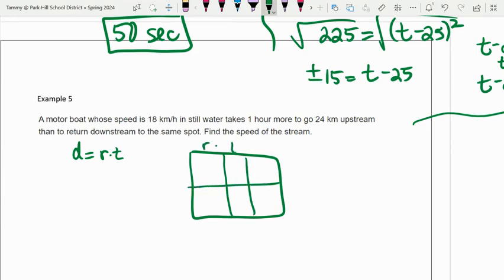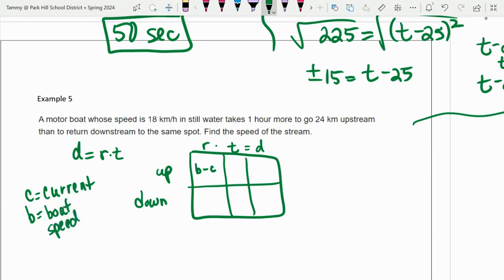So this is rate times time equals distance. Realize I am going upstream and I'm coming back downstream, and the current stays the same. So if I'm going upstream, I have the boat minus the current. C equals current, B equals boat speed. So C is current speed and B is boat speed. Going up, we're fighting the current, so it's boat minus the current. Coming back down, it's boat plus the current.